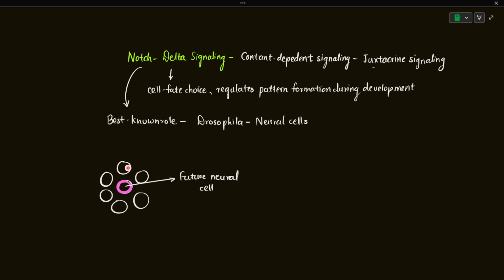So it is going to signal the adjacent, neighboring cell that you are not going to commit to becoming a neural cell. This inhibition of the neighboring cells by the future neural cell, so that they do not commit to becoming a neural cell, is known as lateral inhibition. The future neural cell is going to signal all those neighboring cells that they shouldn't commit to being a neural cell. That phenomenon is known as lateral inhibition.